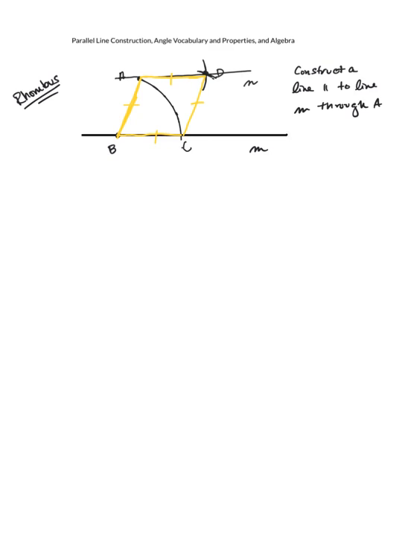I feel that's the easiest construction. There is another construction people like to do. Okay, and that is the parallel line construction through alternate interior angles. Parallel lines through alternate interior angles being congruent. So this construction is going to be based off of copying an angle.